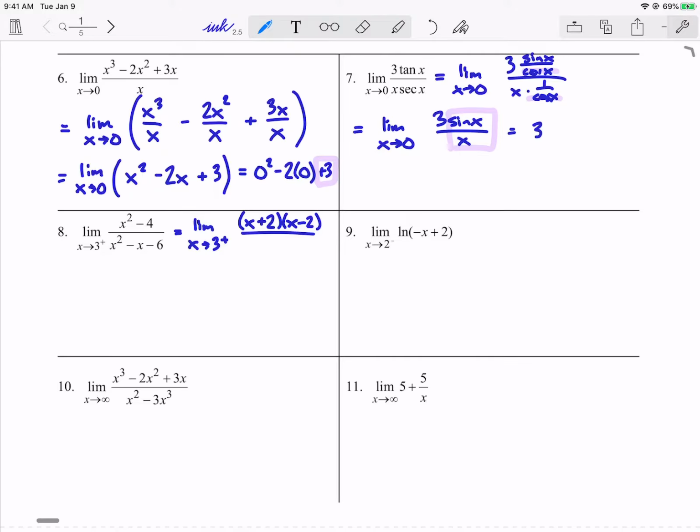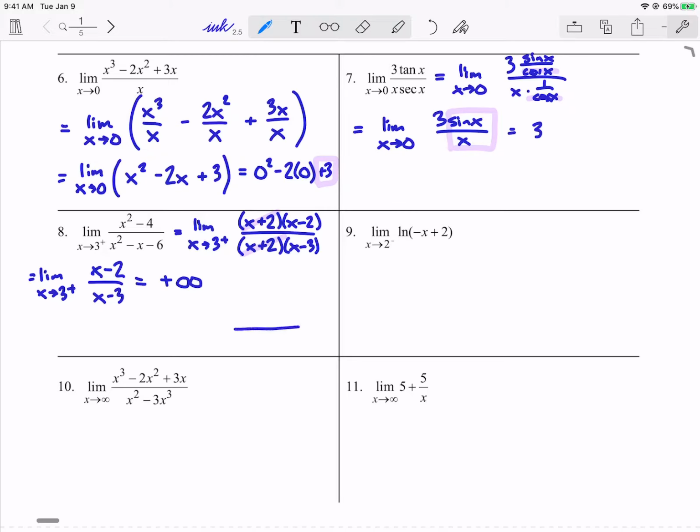So top factors like that. Bottom is x minus 3, x plus 2. So my x plus 2's cancel, and I'm left with the limit as x goes to 3 from the right of x minus 2 over x minus 3. Now, the bottom again still gives me 0, which means I know I've got an infinity. If I plug in a number like 3.001, x minus 2 is going to be positive, and x minus 3 is also going to be positive. So this will be positive infinity.